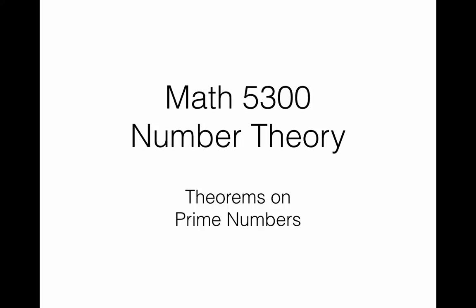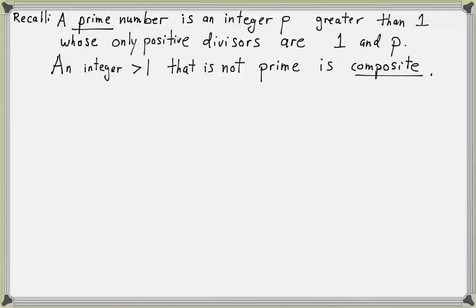In this lesson, we will prove some theorems about prime numbers. First, let's recall our definitions of prime and composite. A prime number is an integer p greater than 1 whose only positive divisors are 1 and p. An integer that's greater than 1 that is not prime is called composite.